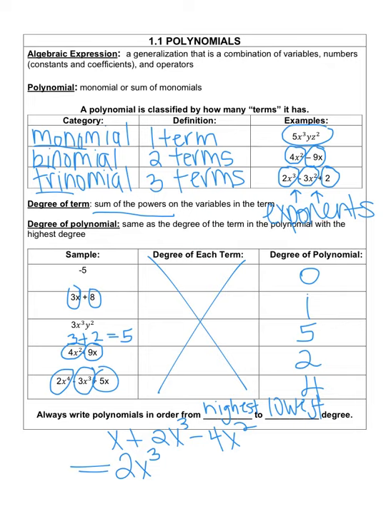And then my next degree would be x squared. So this would be minus 4x squared. And then finally the x. So as you can see, the exponents go in order from highest to lowest. So we just want to make sure that we always do that whenever we're writing our polynomials. Let's move on to the next page now.